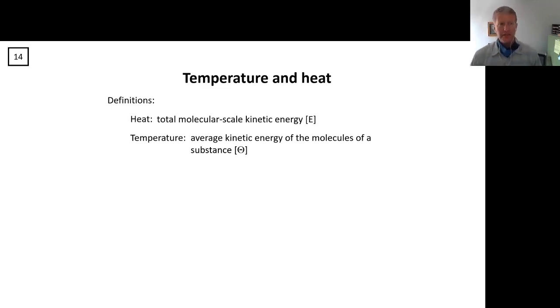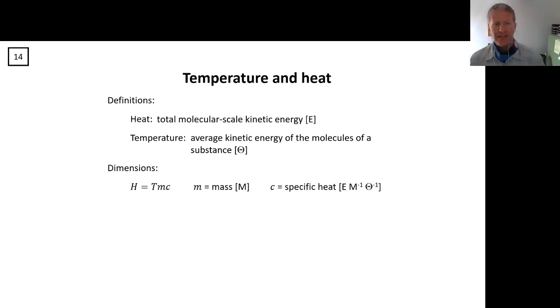Now, temperature has this fundamental dimension of a capital theta, but we can think a little bit more carefully about what that might mean when we use the equation that relates heat to temperature. That equation says that the heat in a given substance is equal to the temperature times the mass of the substance times this property of the substance called specific heat. The specific heat tells you how much energy it takes to change the temperature of a given mass of the substance by a given change in temperature.